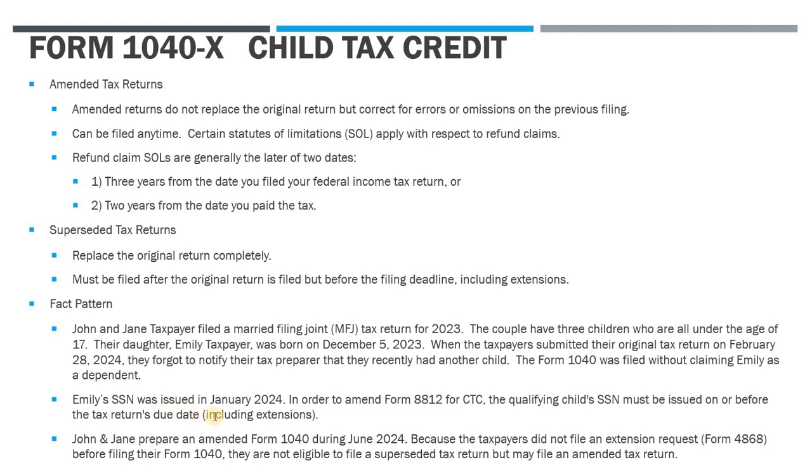Now, Emily's Social Security number was issued in January 2024, and this is important because in order to amend your Form 8812 for a child tax credit, the child's SSN has to be issued on or before the tax return's due date. So in other words, you can't apply for the Social Security number 2 years after you submitted the return and then go back and amend it. You have to make the effort to apply for that Social Security number before the return is due.